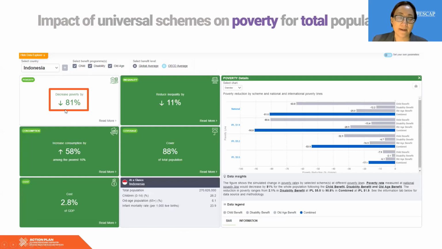When we click on the poverty tile, we also see some more disaggregated information by the national and the 3 international poverty lines. And we see here that child benefits have the highest poverty reduction impact, and this is a finding that is common for many countries such as Indonesia with a very youthful demographic, so that even despite having the most modest benefit level of just 4% of GDP per capita, simply because of the demographics of the country, it would have a very, very high poverty reduction impact, and this we see for other countries as well.